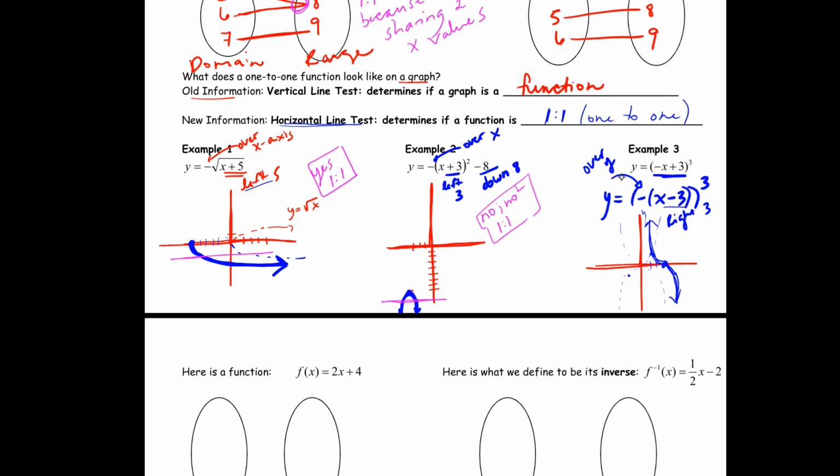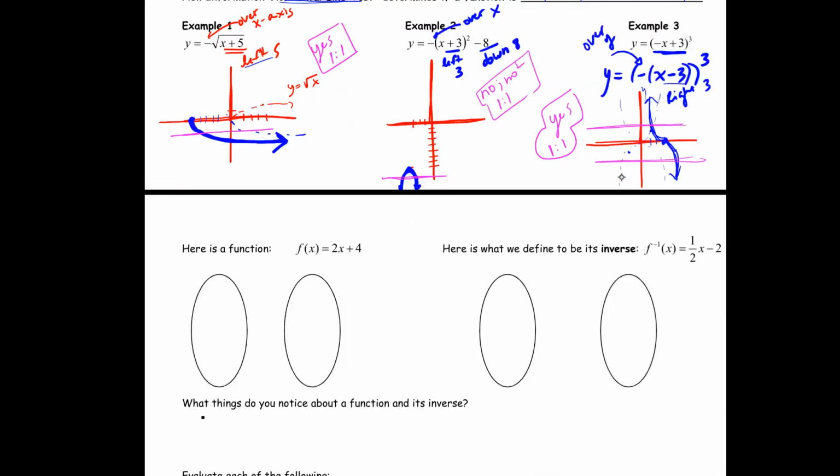Okay, now if we draw a horizontal line, is this one-to-one? Yes. So this would be yes, one-to-one, meaning when I find the inverse, it will be a function. Okay, let's go ahead and take a look at the second page.